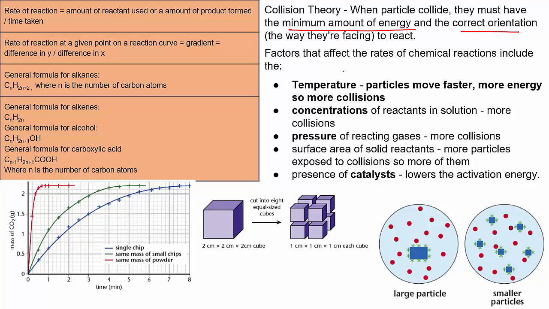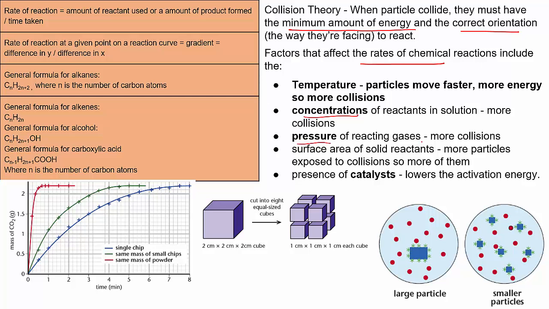What factors affect the rate of a chemical reaction? You've got temperature, because particles will simply move faster with more energy, and therefore they're going to collide more frequently, and therefore there are going to be more successful collisions. Concentration also increases the rate of reaction, because the more particles you have in a given area or a given volume of a solution, the more the collisions will occur, therefore more successful collisions.